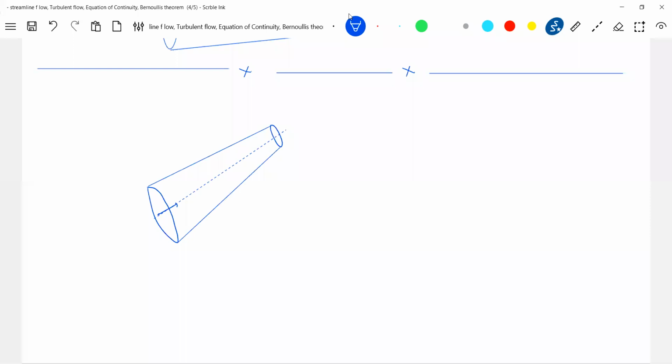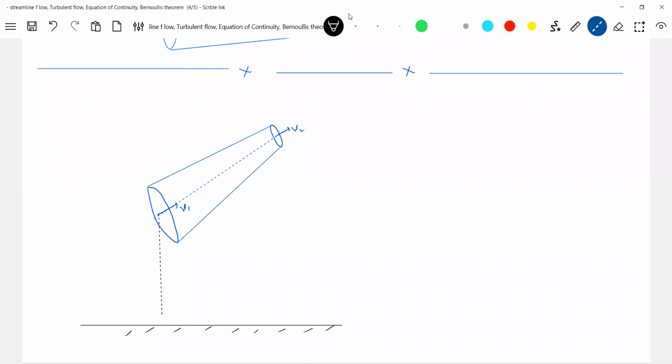No, here the liquid is made to enter V1 and V2 like this. Now let's take the ground as reference. At what height is point 1? At height H1. At what height is point 2? At height H2. The liquid is incompressible.